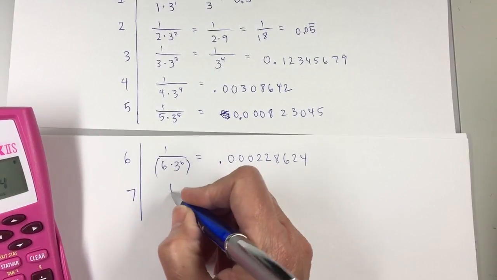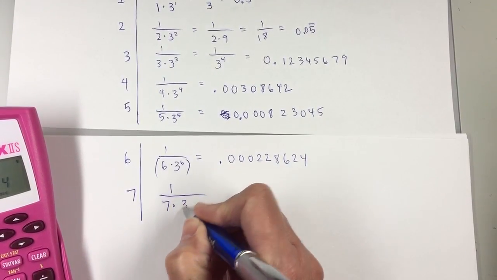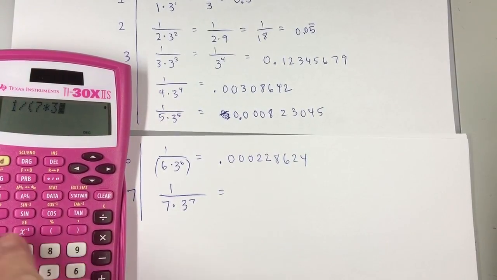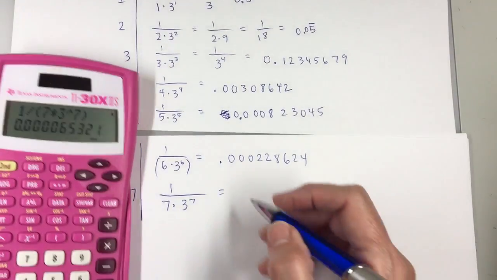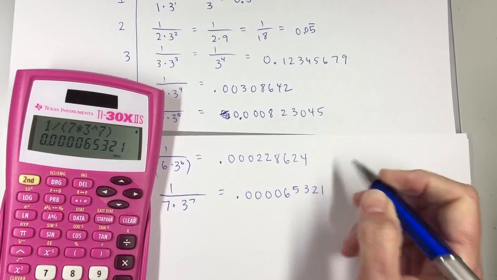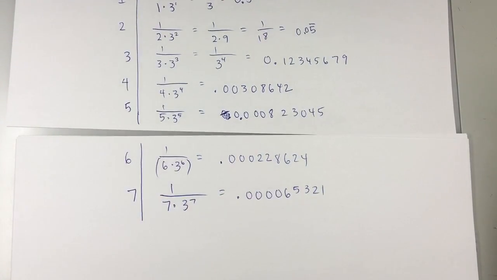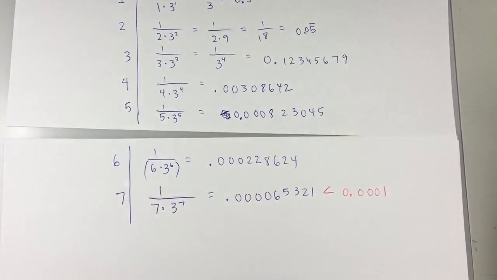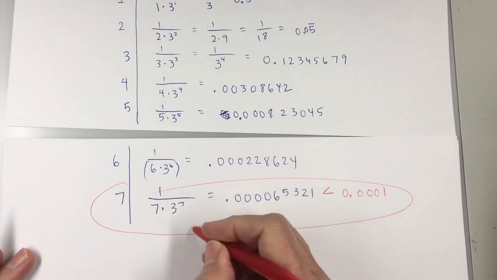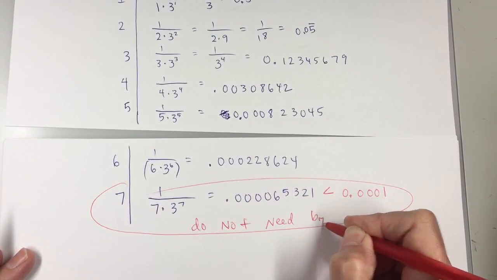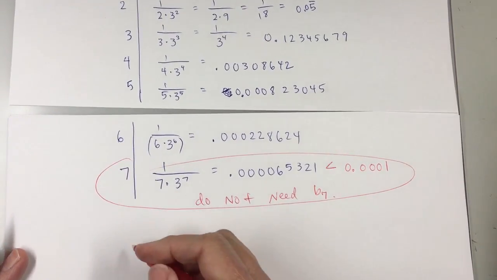0.0001. When n is 7, it's 1 over 7 times 3 to the 7th. So 1 divided by 7 times 3 raised to the 7th. That is, there it is, 0.00065321. So this number is smaller than 0.0001. So I don't need that one. We do not need b sub 7. So we need 6 terms.